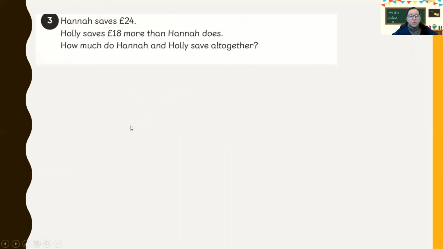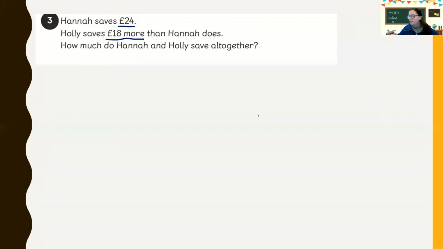Okay, Hannah saves £24. Holly saves £18 more than Hannah does. How much do Hannah and Holly save all together? I want you to try and lay this one out yourself. Don't panic if you can't, just give it a go. It's a two-step problem. So first you need to find out how much Holly saves, and it's £18 more than Hannah, and Hannah saves 24. There you go. And then you need to add their saved amounts together. Give that a go. Try your best. Don't worry if it's tricky. Just try. Pause the video and try that now.